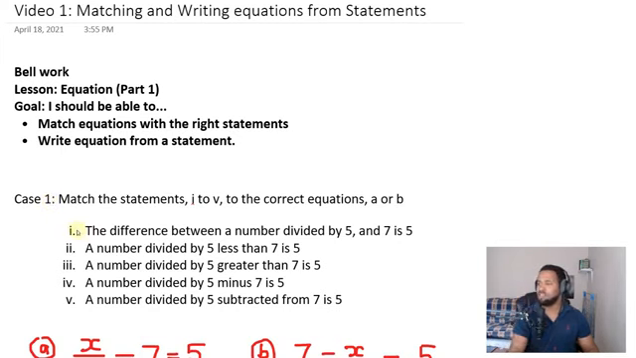So first we're going to look at case one, which is to match the statements, in this case I to V, which are all shown here, to the correct equation A or B. Which one of these statements rightly links to A or B? Take note that we need to first look thoroughly at the things we need to take note of in each statement.